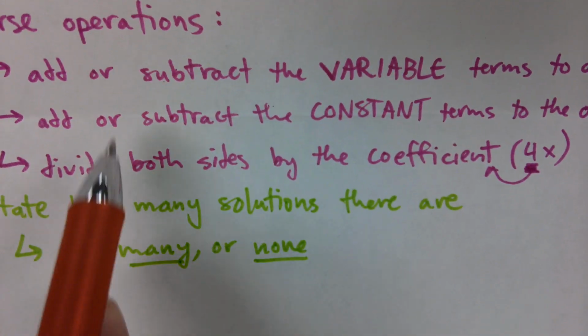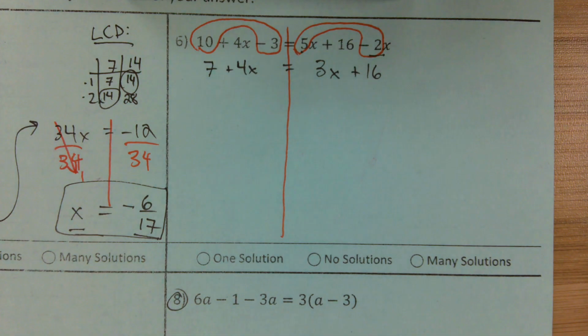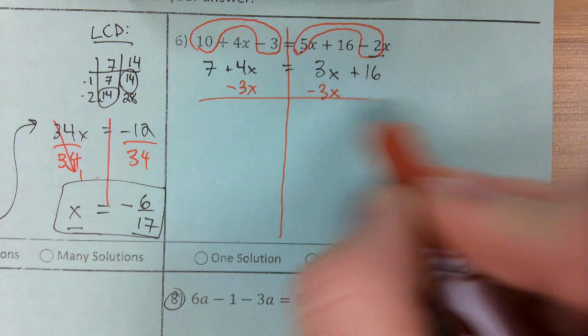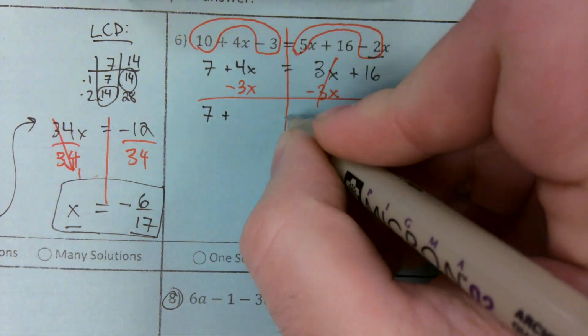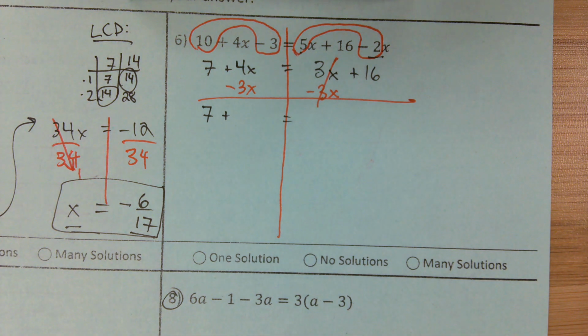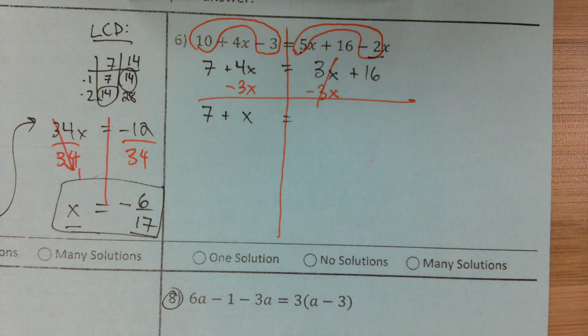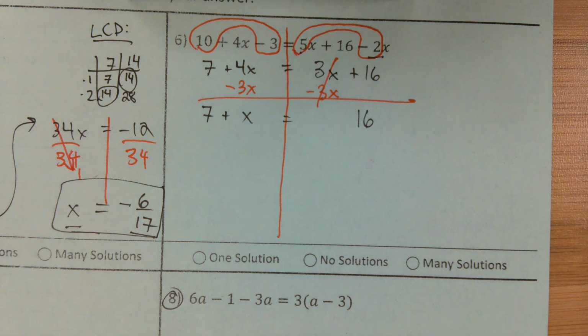Looking back to our solving order, inverse operations. The first one is add or subtract the variable terms to one side. So we take 3x. We do the opposite of 3x, which is negative 3x. And we do it to both sides. Giving us 7 plus what? 4x minus 3x. What does that leave us with? Just x. We could say 1x, but I'm just going to put x. And then we've got 16 on the right.